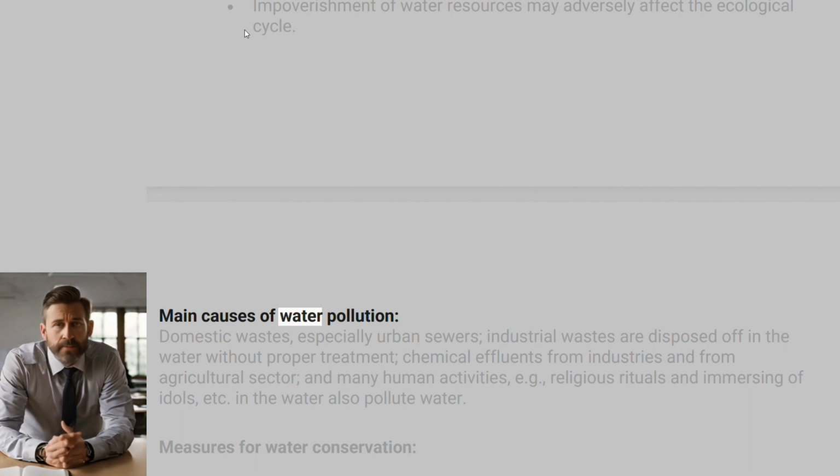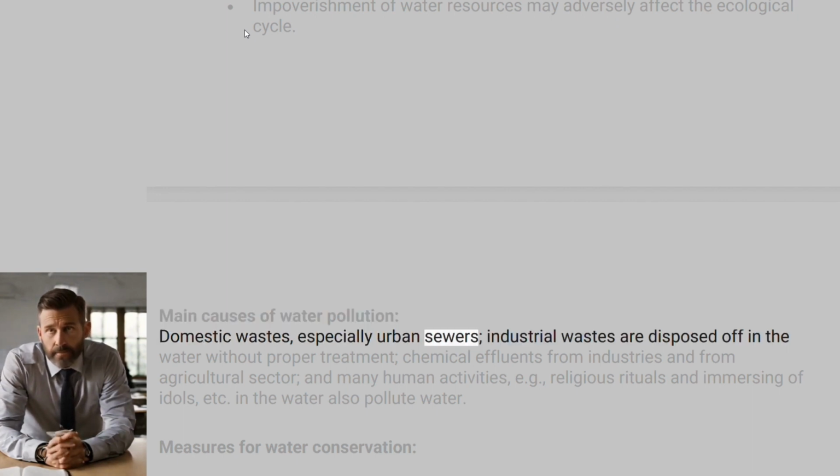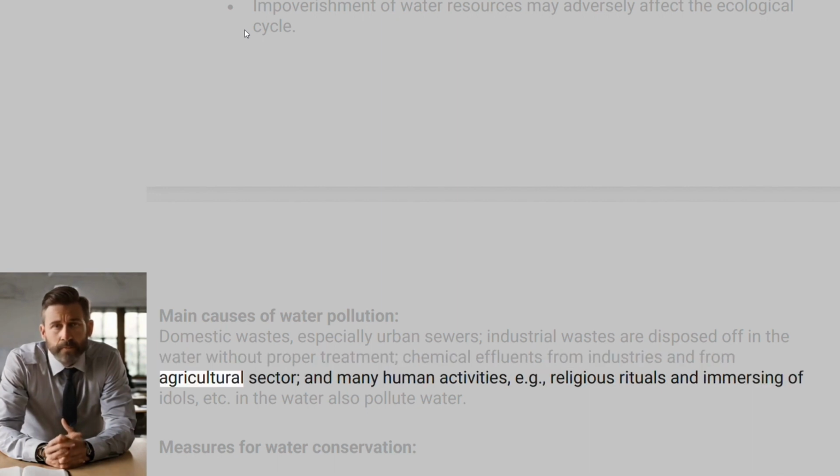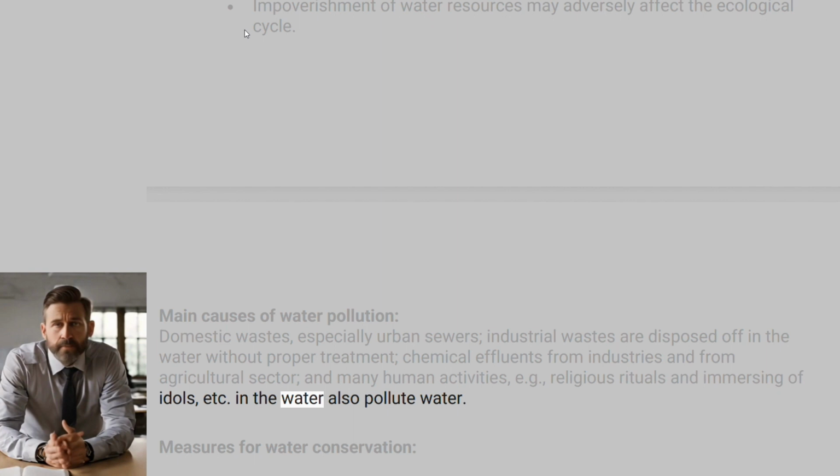Main causes of water pollution. Domestic wastes, especially urban sewers, and industrial wastes are disposed of in the water without proper treatment. Chemical effluents from industries and from the agricultural sector, and many human activities, for example, religious rituals and immersing of idols, etc. in the water also pollute water.